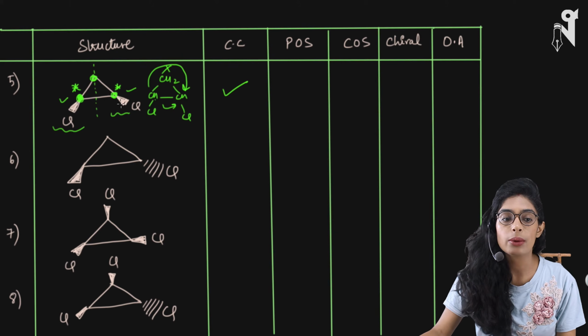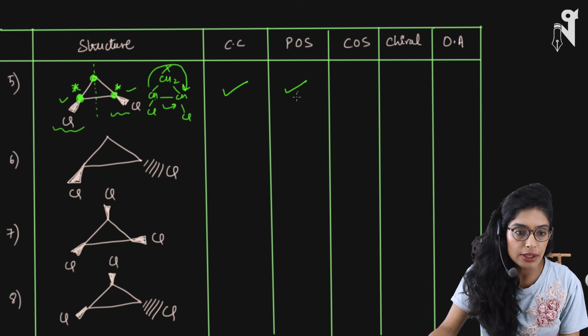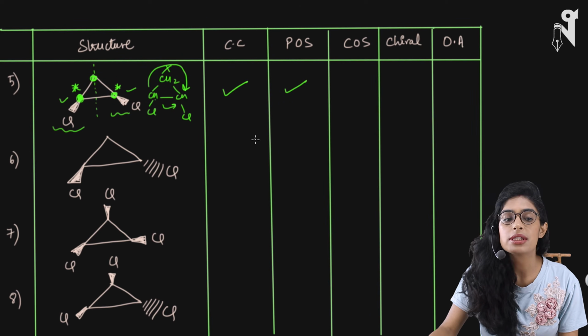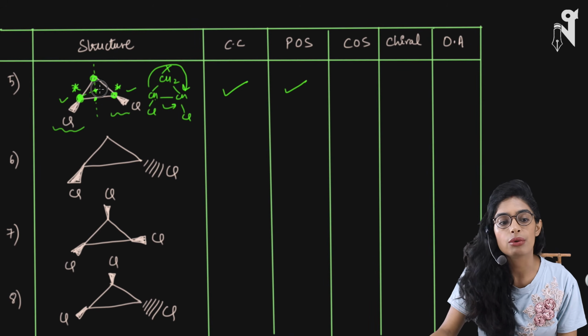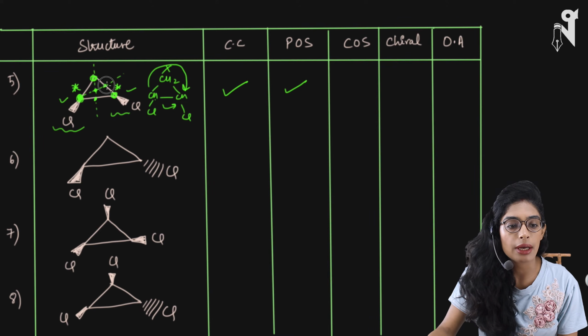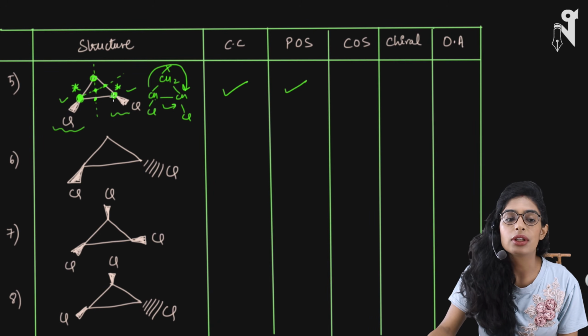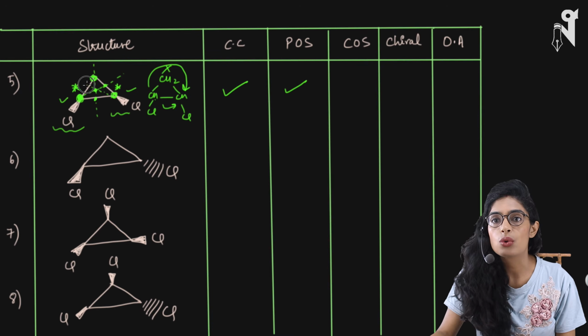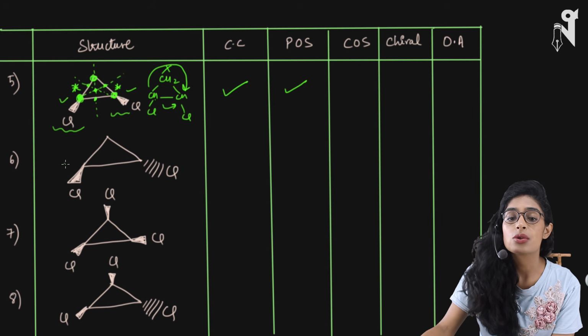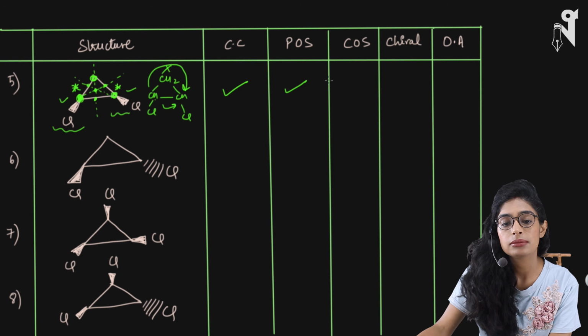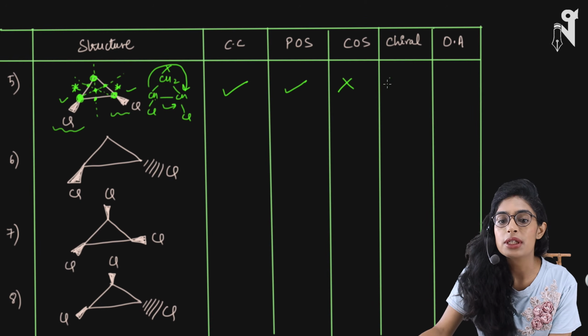Okay, what about COS? This is the center. If I draw a line from the center, am I getting the same group over here? Is this the same group? Do we have any carbon over here? No. If I draw a line from the center, am I getting a carbon with chlorine on the other opposite side? No. So it does not possess COS. So does it possess chirality? No. Does it possess optical activity? No.